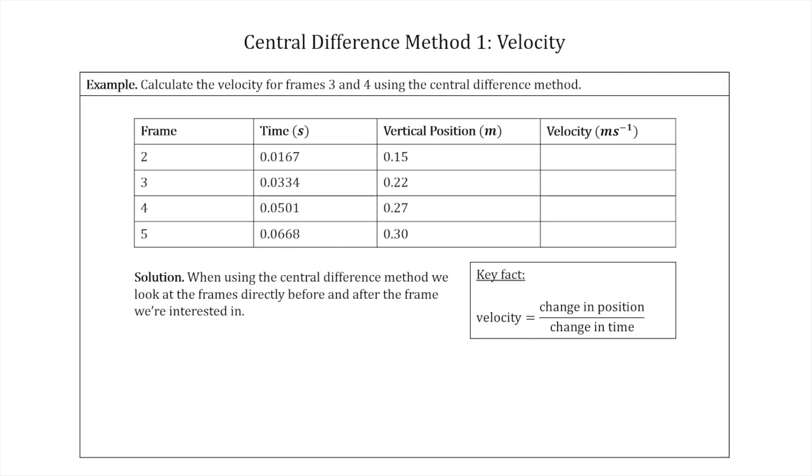The central difference method is these two bits of information taken together: we look at the frame before and the frame after, and then use the change in position from the frame before to the frame after and the change in time from the frame before to the frame after. Hence it's called the central difference method, because frame 3 is in the center between 2 and 4. We're calculating the difference between 2 and 4 in terms of time and position.